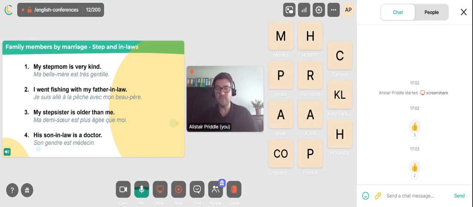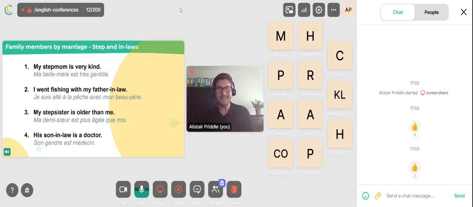My stepmom is very kind. I went fishing with my father-in-law. My stepsister is older than me. And the last one, his son-in-law is a doctor.